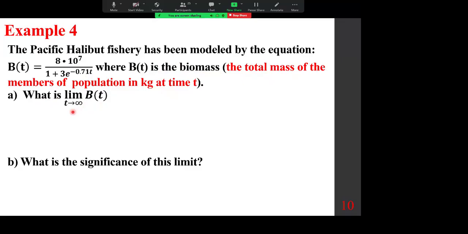Well, we want to take this limit, everybody.